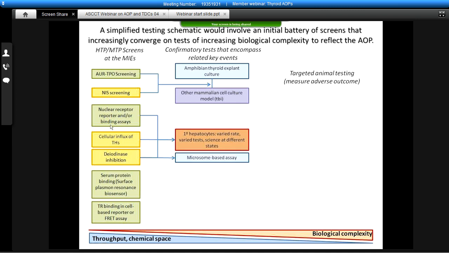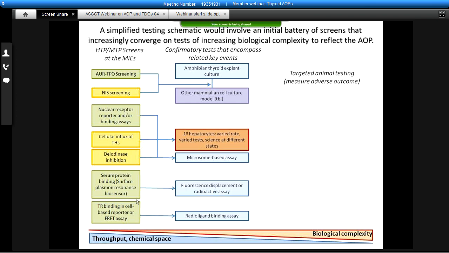Here I show you that nuclear receptor reporter or binding assays, cellular influx of thyroid hormones, and deiodinase inhibition could converge on similar assay platforms. They could use primary hepatocytes or microsome-based assays. However, with primary hepatocytes and microsomes, these assays would be performed at different rates, because these might be transcriptional, they might be functional, so the throughput on these assays would be varied.